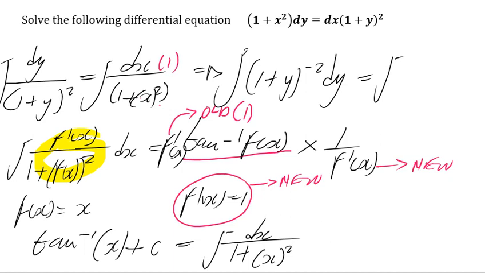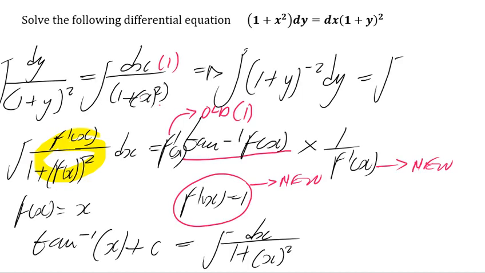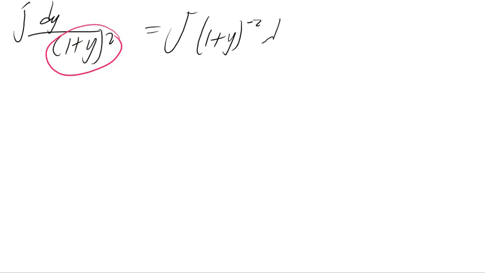Then let's do the left hand side. Okay, so the left hand side, let's write it down. You've got integration of dy over 1 plus y, all squared. So here you're gonna write this as 1 plus y to the power minus 2 dy.